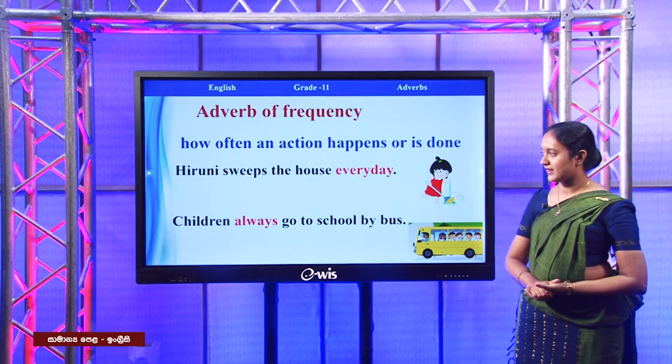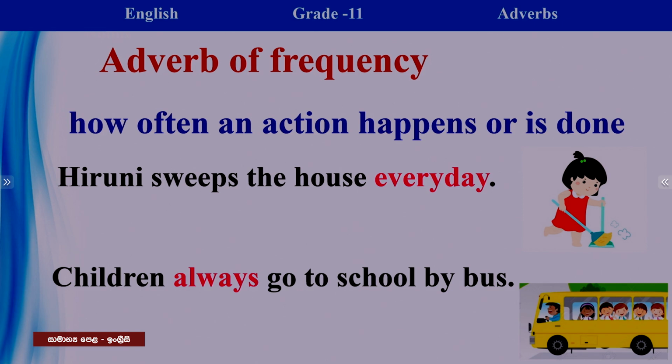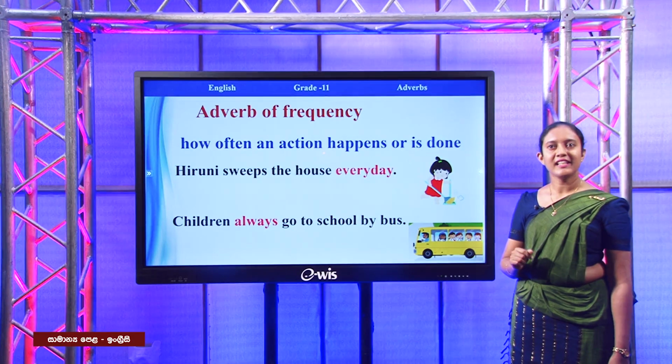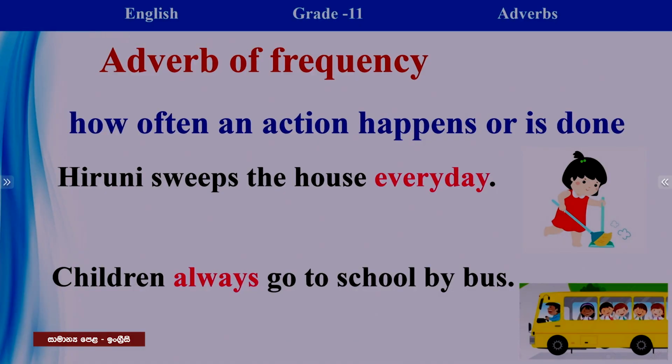Look at the next one. Children always go to school by bus. So, here children go to school by bus. But when we ask the question, how often do children go to school by bus? The answer is always. So, it tells you the frequency of the action. So, we call it an adverb of frequency.